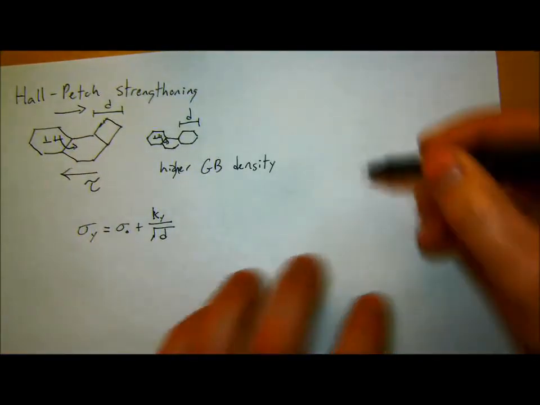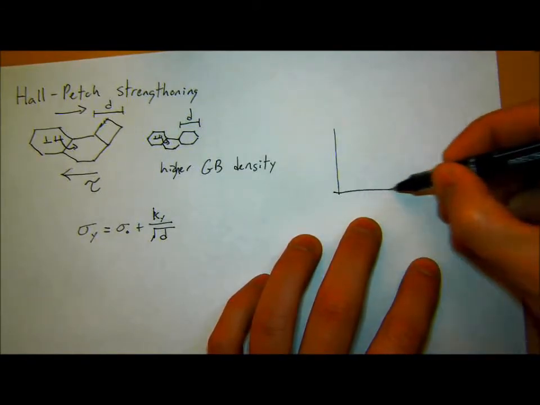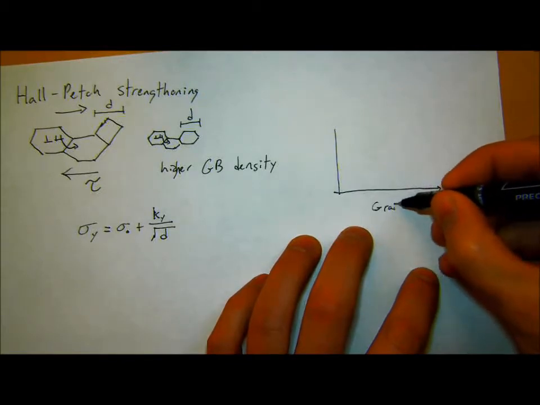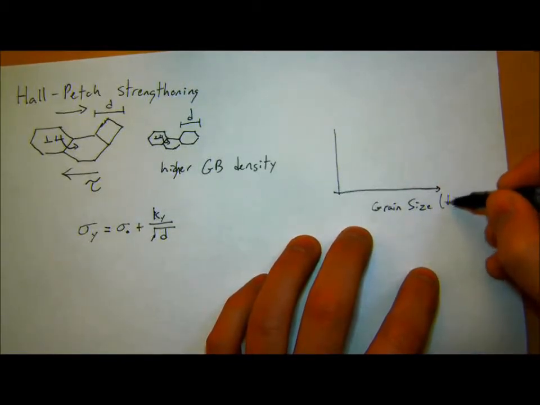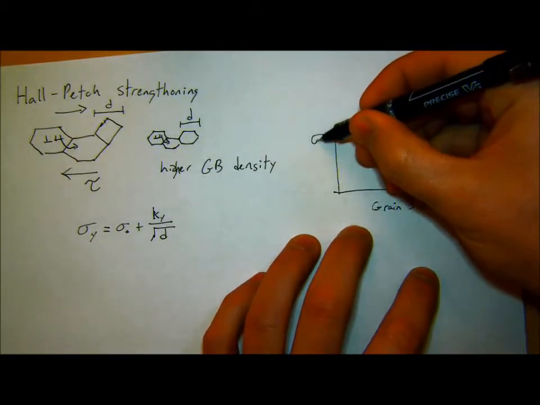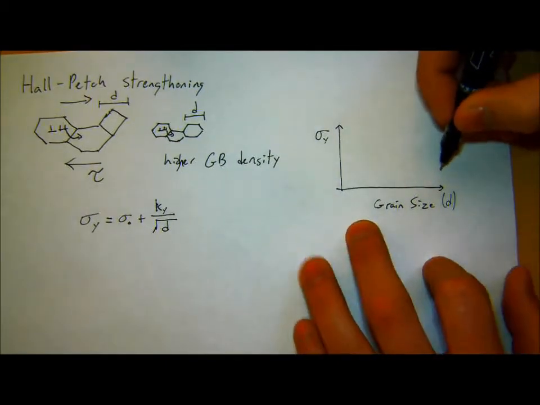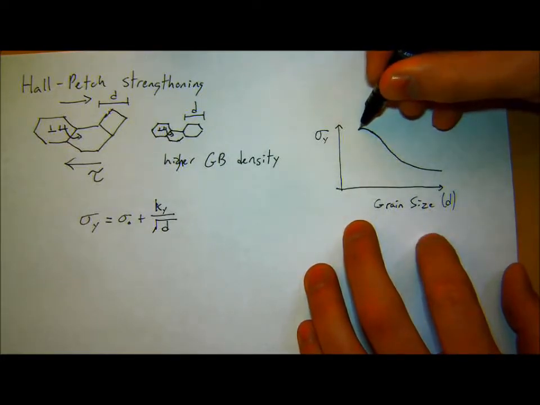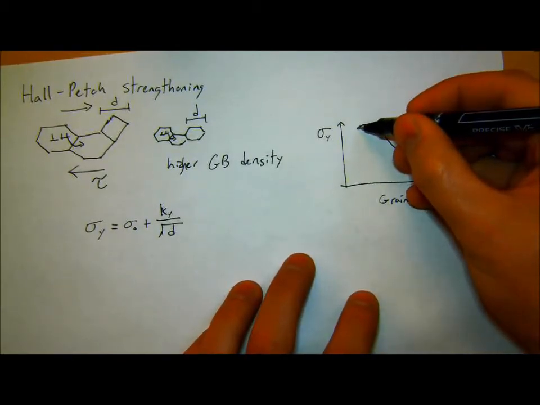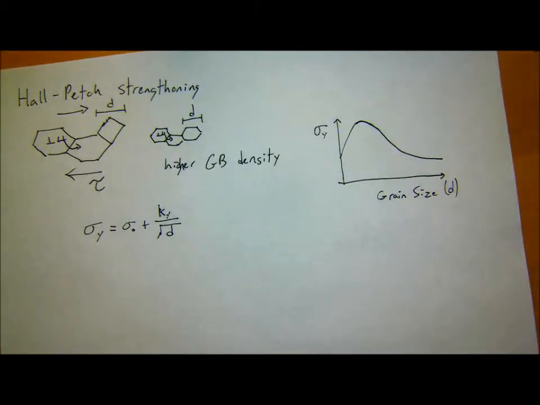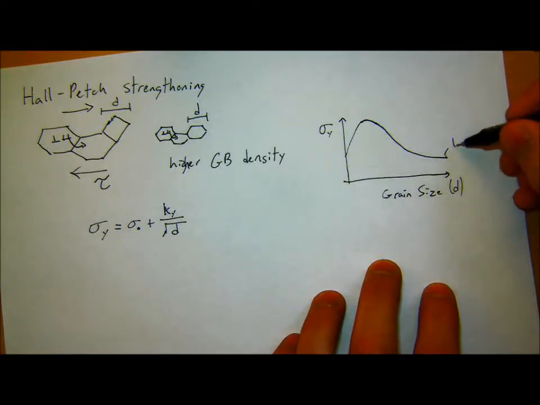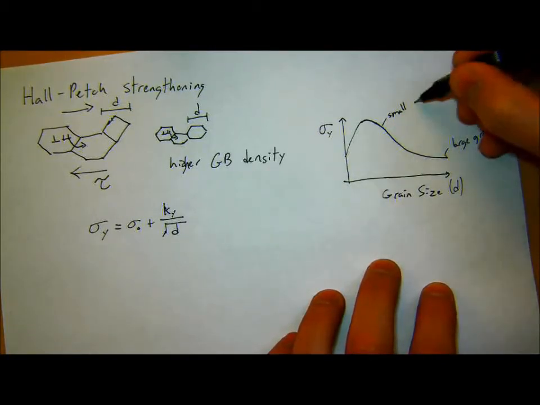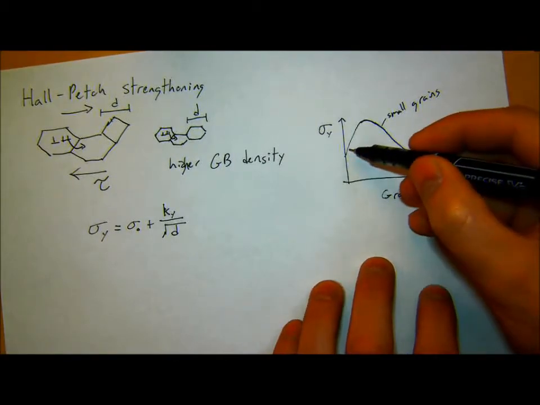So as I make these things smaller, so I have grain size D on one axis and my yield strength on the other axis. It kind of starts over here. And then there's actually a tipping point where this will start to drop back down. So there's something called an inverse Hall-Petch effect. This point over here would be large grains, small grains, and these would be incredibly fine grains.